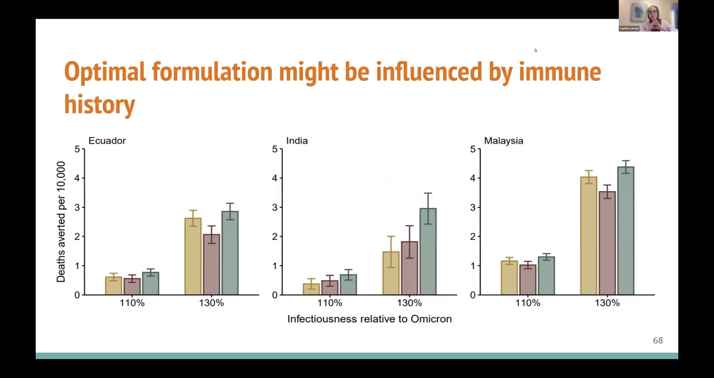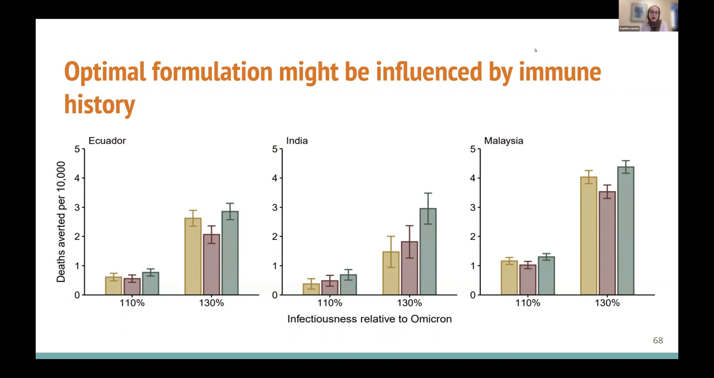And so, that was for one country, but when we look across all the countries for Ecuador, India, and Malaysia, we see some different patterns emerge. So in both Ecuador and Malaysia, we see that the Omicron monovalent is performing not very well, but in India, it does seem to be optimal to the wild type monovalent.